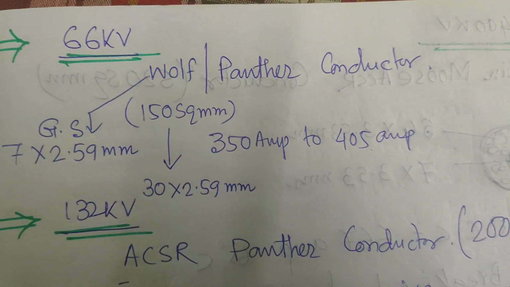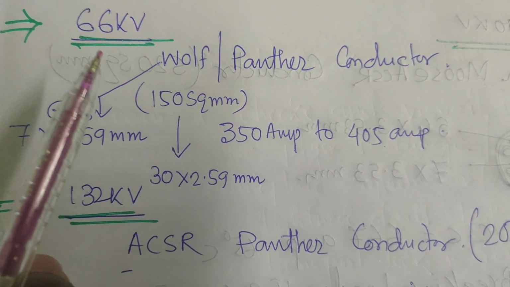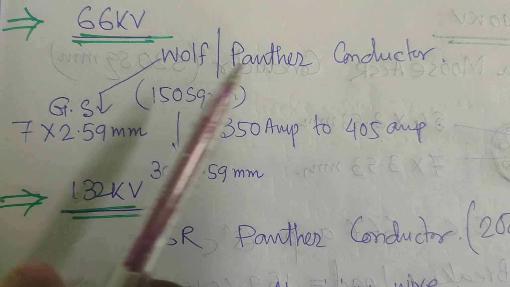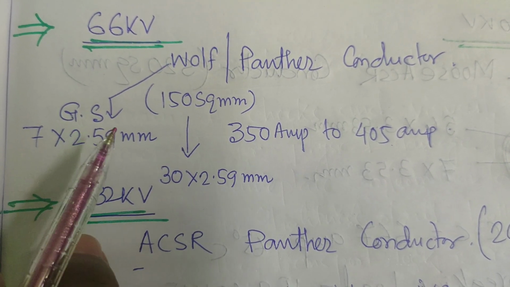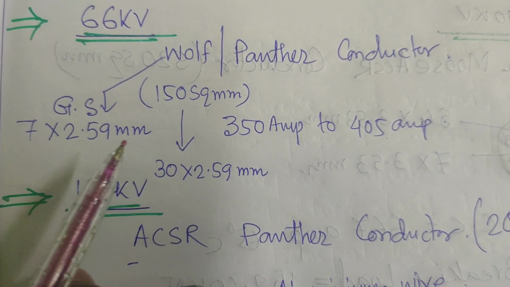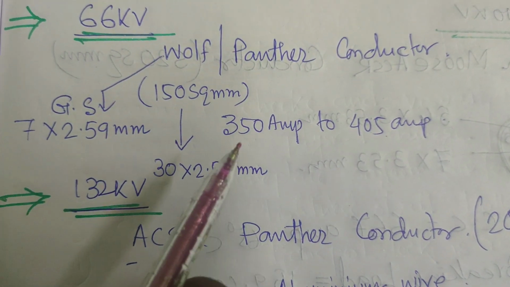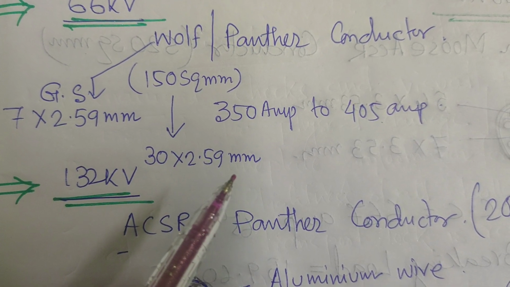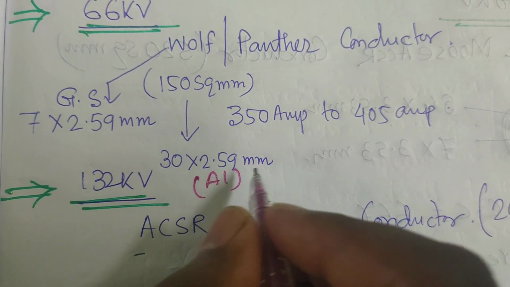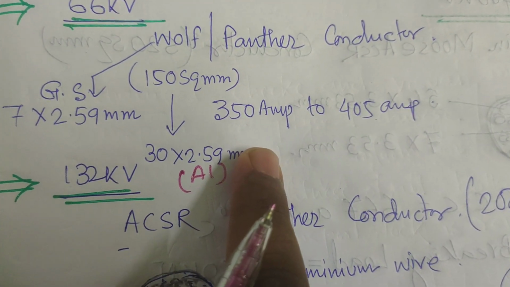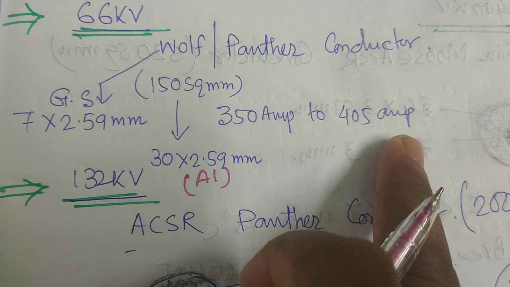Nowadays we are decreasing our 66 kV transmission lines. For this 66 kV transmission line we are using the wolf type conductor or panther conductor. The wolf conductor has 7 strands of galvanized steel inside it. The diameter of each is 2.59 mm, 150 square mm total, and 30 aluminum strands are there, 2.59 mm in diameter, and the current carrying capacity is 350 ampere to 405 ampere.